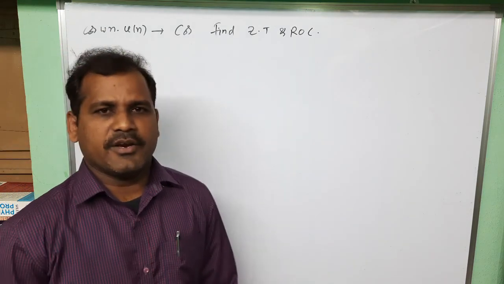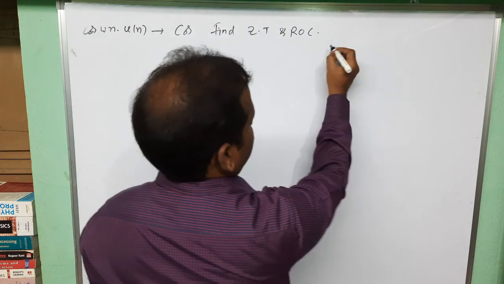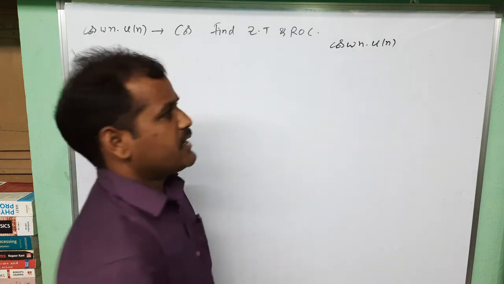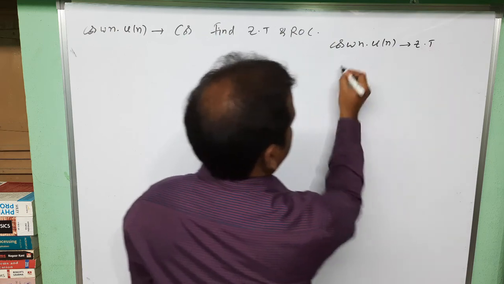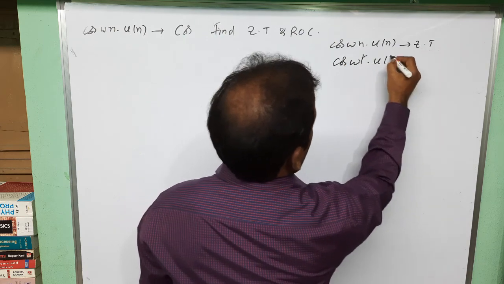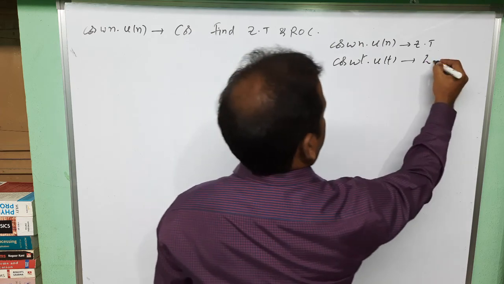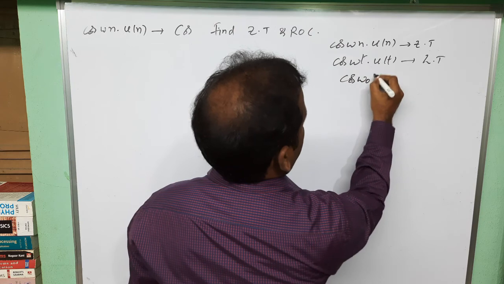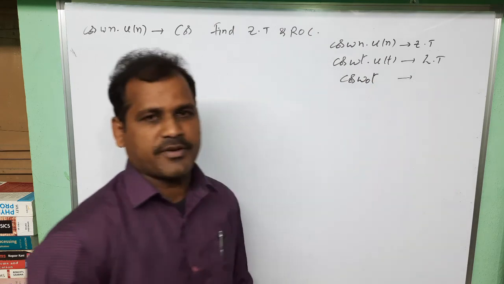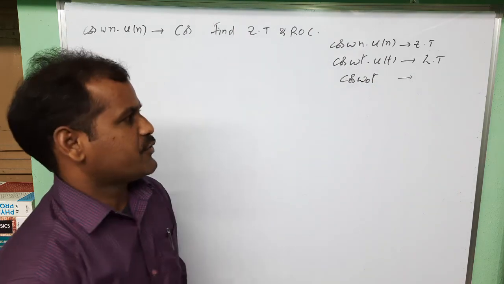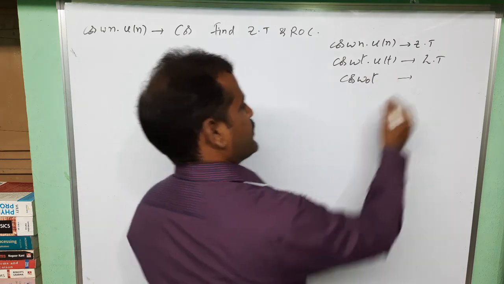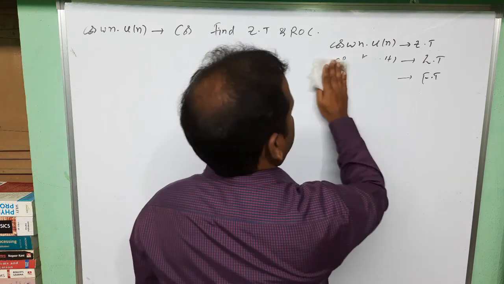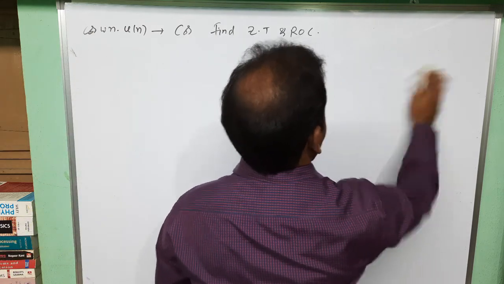And one thing I want to tell you is we derive the Z transform for cos omega n u of n and the Laplace transform for cos omega t u of t. But the Fourier transform we derive for cos omega naught t, that's it, not u of t. You can remember the difference for future purposes. I will discuss this point clearly in the Fourier transform. Anyhow, let us see the Z transform of the cos function here.